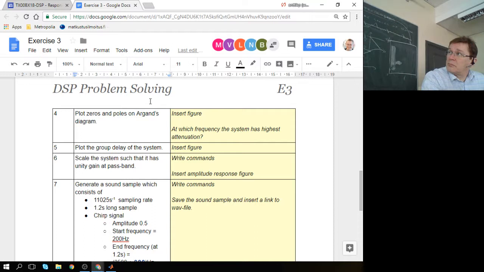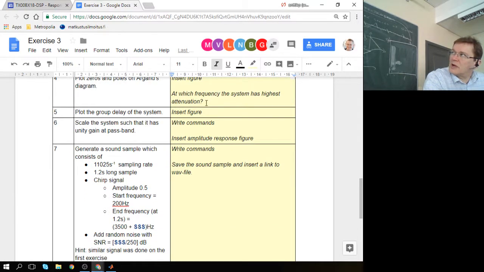Then plot zeros and poles on the z-plane diagram again. And there you can also make an evaluation of at which frequency the system has highest attenuation. Okay, there might be some zeros on the unit circle then. Group delay, yes, we can calculate the group delay and insert a figure. So that will finally show you if this is linear or nonlinear phase response. For linear phase response systems, this is constant group delay.